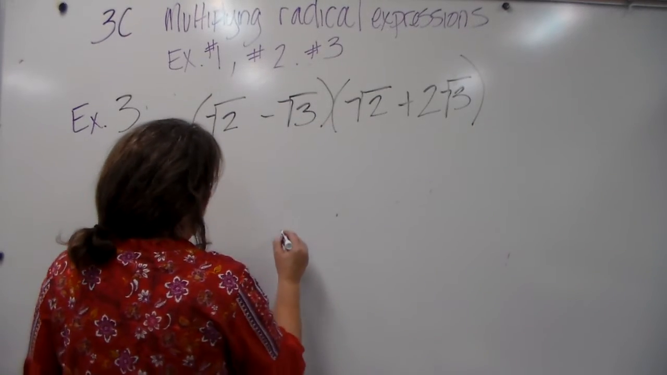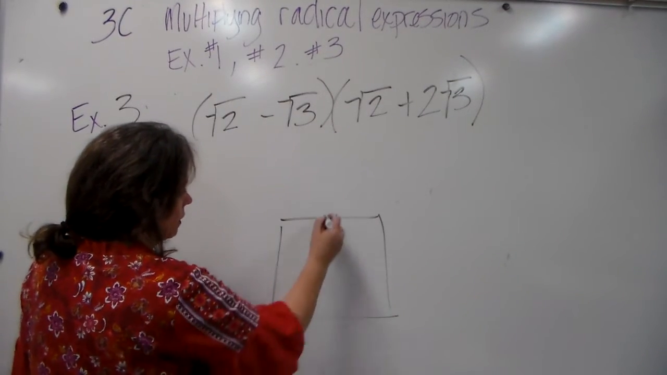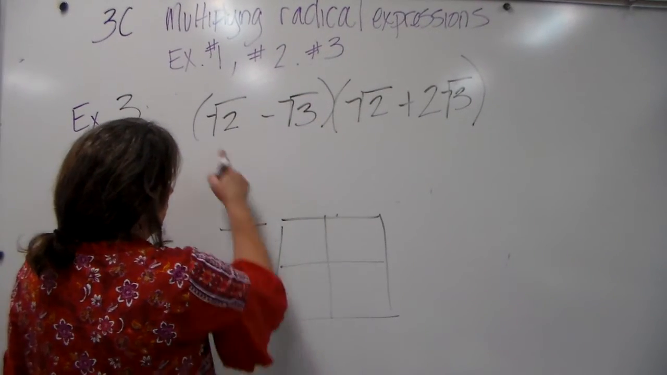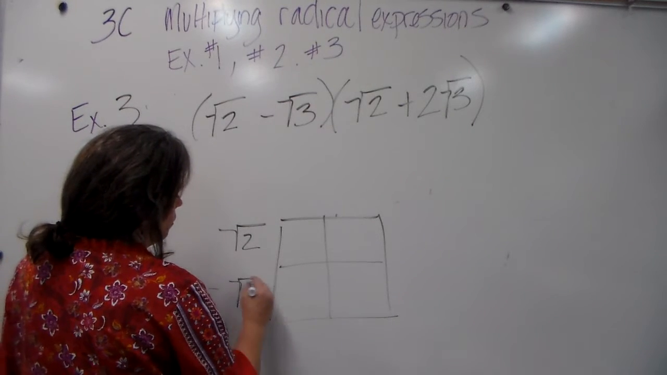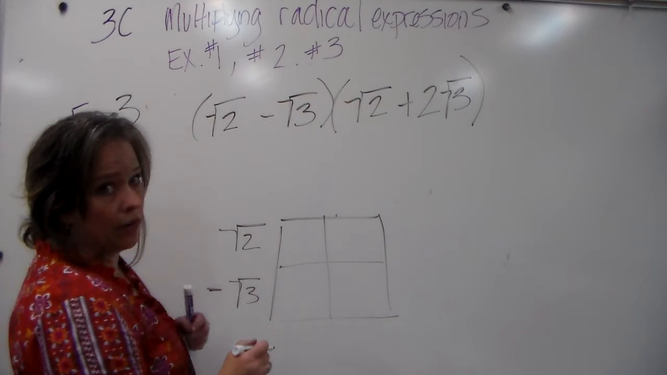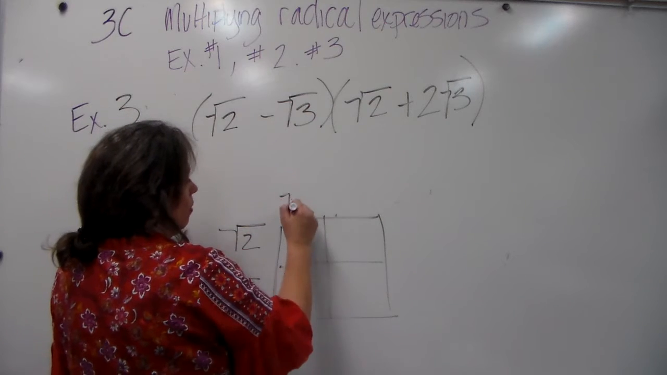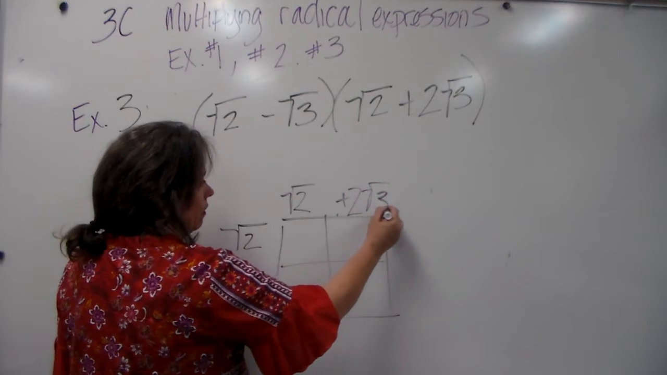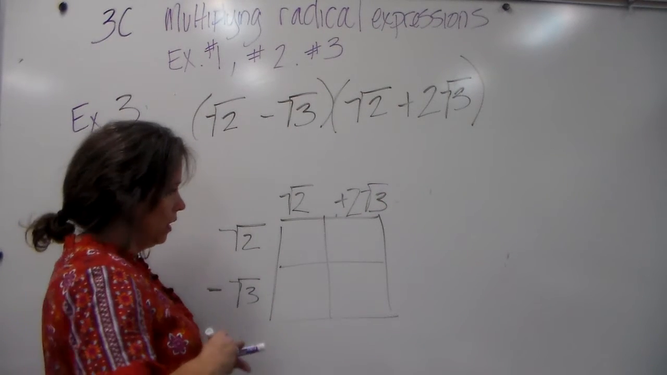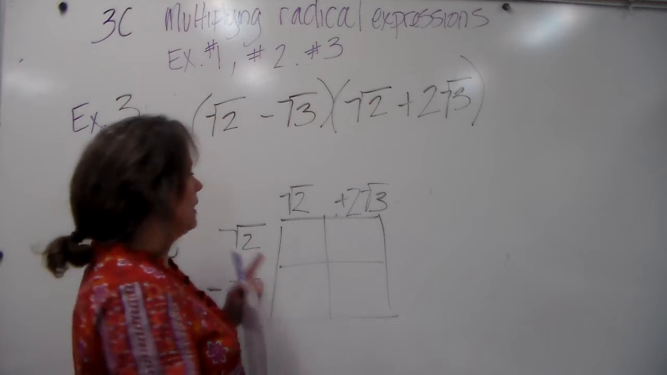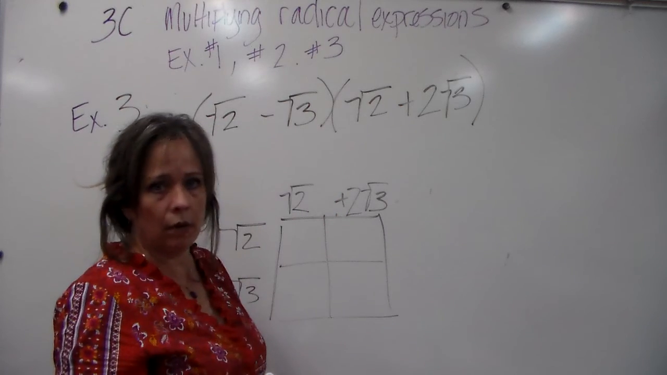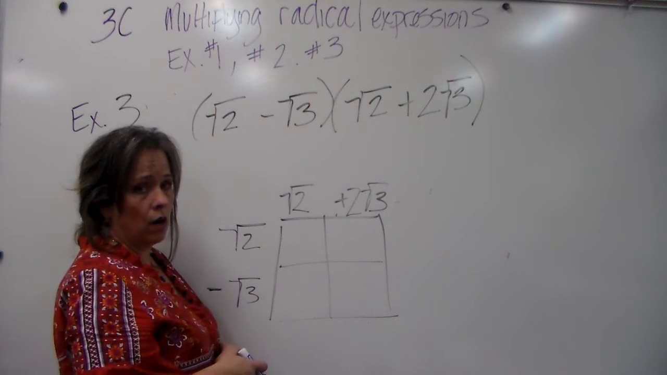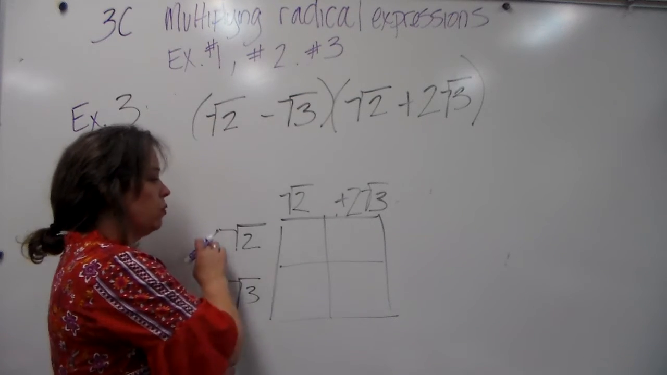Okay, so I'm going to make a 2 by 2 box because I have two terms multiplying two terms. My terms go on the outside. Don't forget your signs, very important. We have a positive root 2 and a positive 2 root 3 here. And when we are doing our multiply step, we'll multiply rows and columns just like we did with polynomials. So root 2 times root 2, the numbers on the outside are just ones, right?